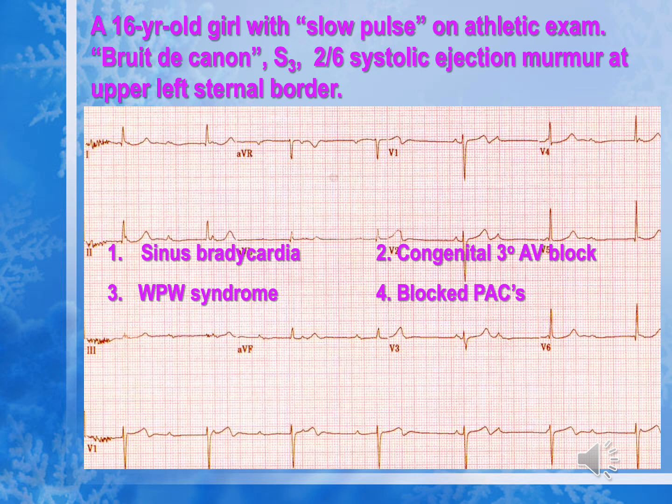This electrocardiogram was recorded from a 16-year-old girl who had a slow pulse noted on an athletic examination but was otherwise asymptomatic. She also had bruit de Canon, which is intermittent prominent pulse in the jugular neck veins, and a third heart sound and a grade 2 systolic ejection murmur at the upper left sternal border. These may be physiologic and not represent any definite abnormality in themselves.